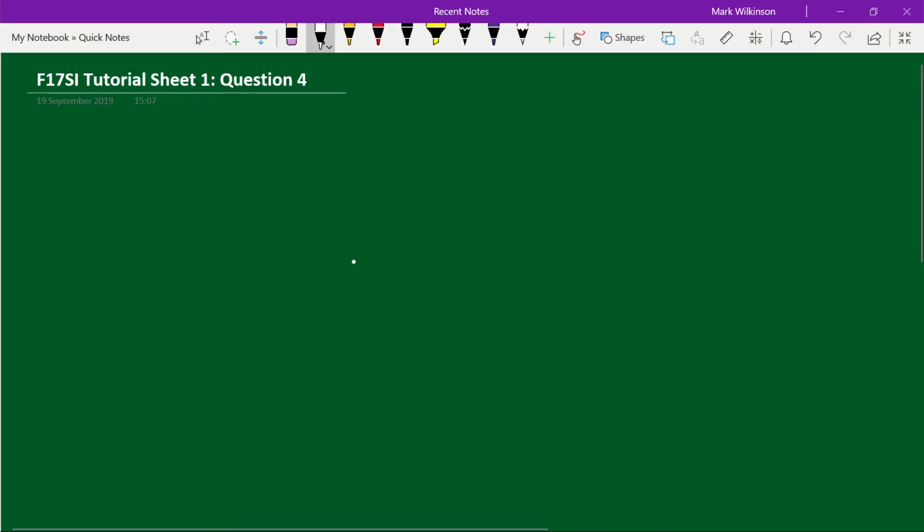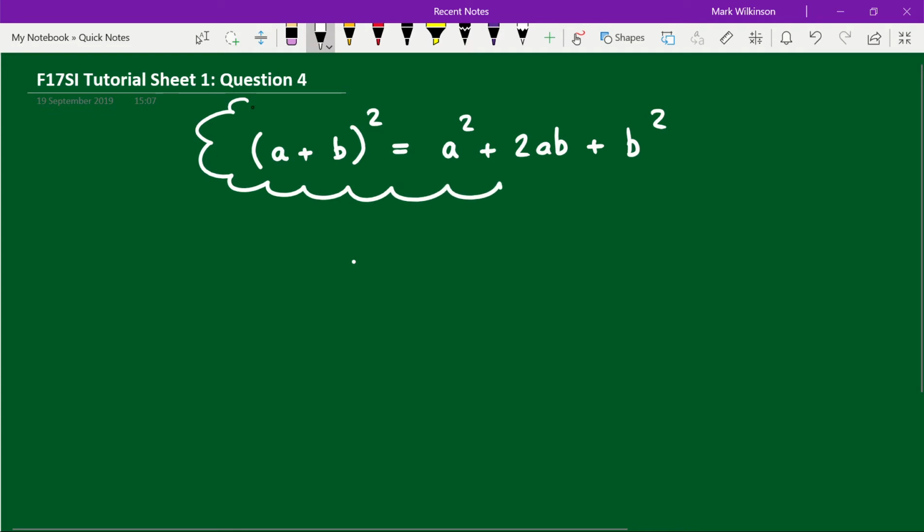Question 4. This is a little bit different. We're being asked to use an identity in order to expand an expression. So the identity we've been asked to use is the following, that (a + b) all squared is exactly the same thing as a squared plus 2ab plus b squared. Let's write this in a little bubble at the top.